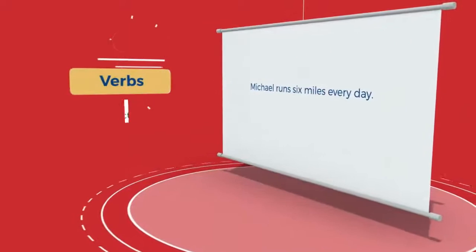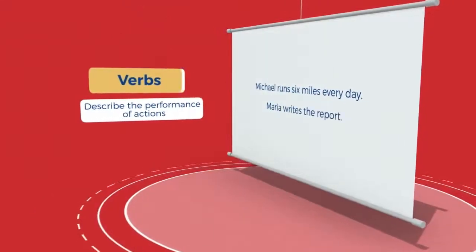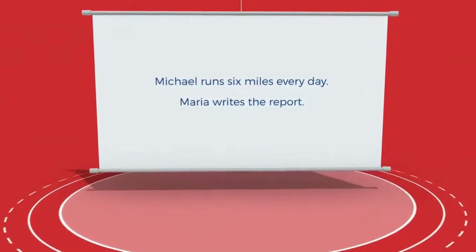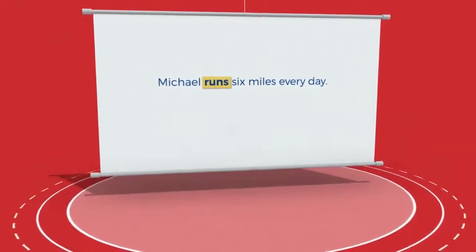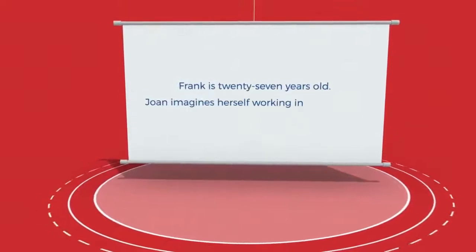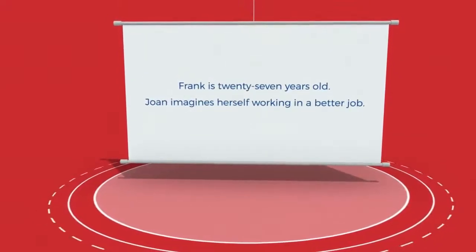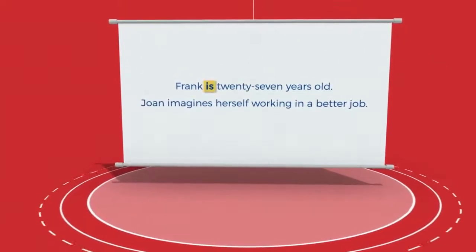Then there are verbs, often referred to as action words because they typically describe the performance or occurrence of actions, as in runs or writes. However, verbs can also indicate a state of being or condition. For example, in the case of the verbs is and imagine.